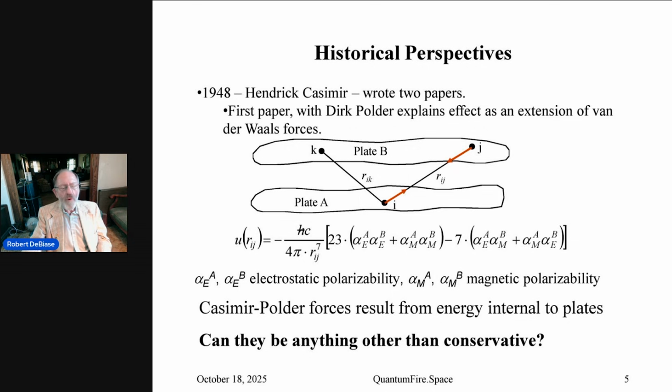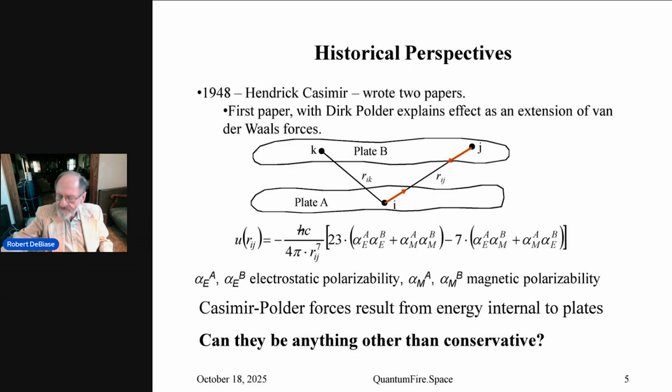And the Casimir-Polder forces result from energy that's internal to the plates. You can see some atoms there, I, J, and K, in plate B and plate A. And so there is an energy between the atom in one plate and the atom in another plate. And if you were to add up all of these pairs, you would have the total energy, and from that you could figure out the force. And the question I ask at the bottom, can they be anything other than conservative?